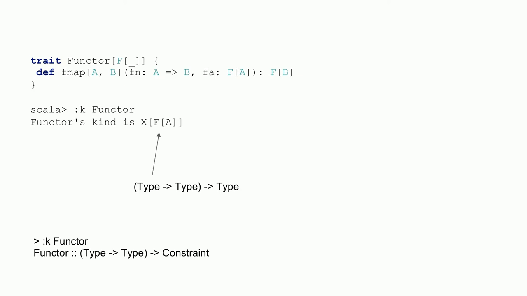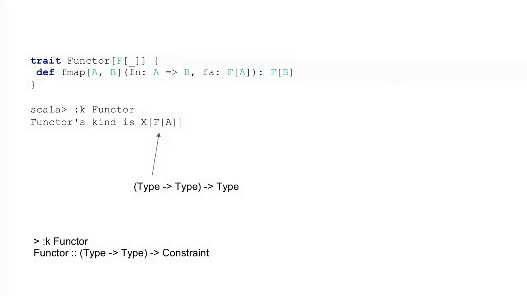And to translate that, that's type to type to type. And the kind down the bottom is what Haskell's type classes are like. So you can see, yeah, there's a difference there. And notice that in the Scala variant, the output kind is type.